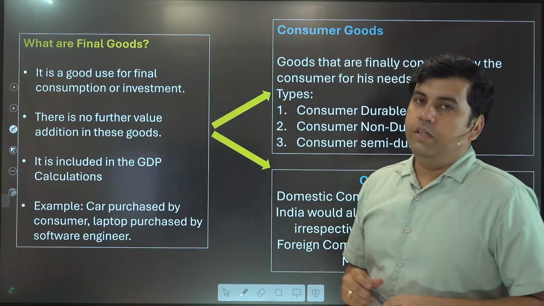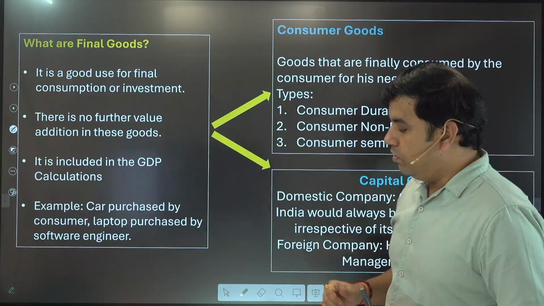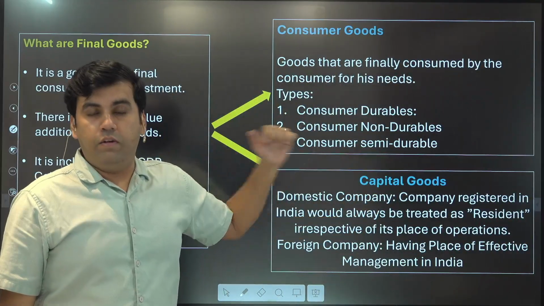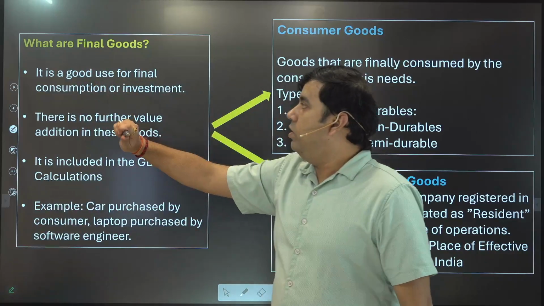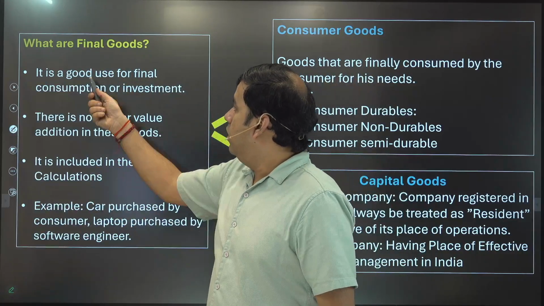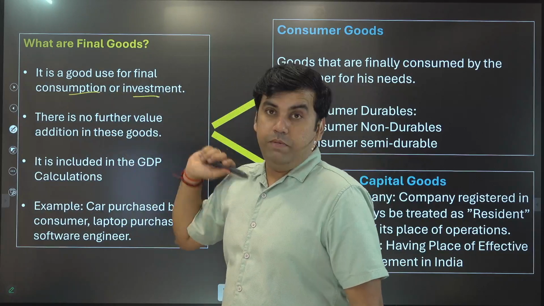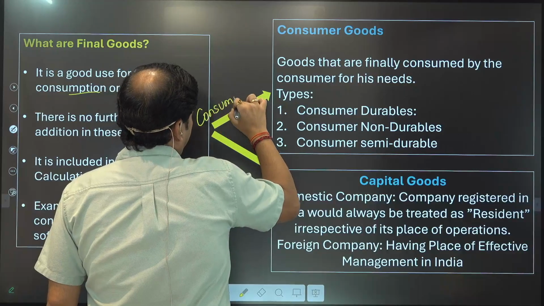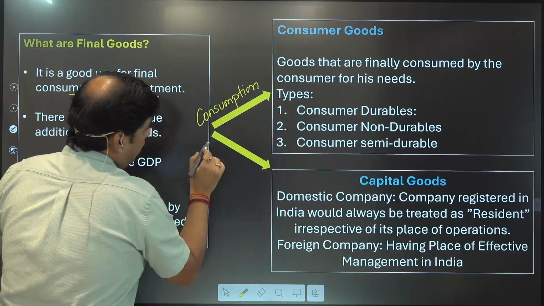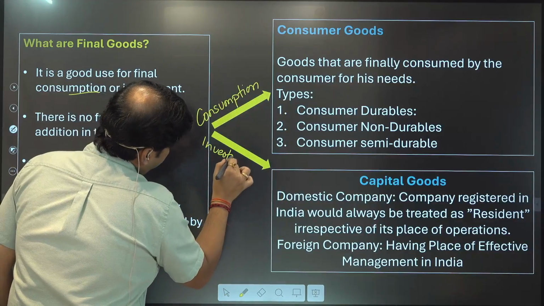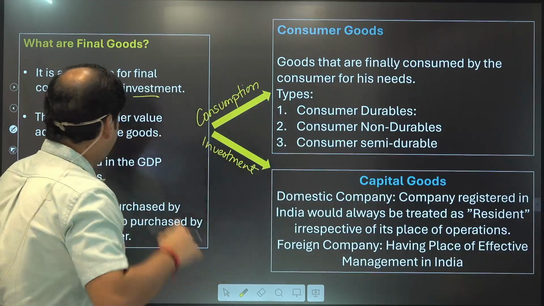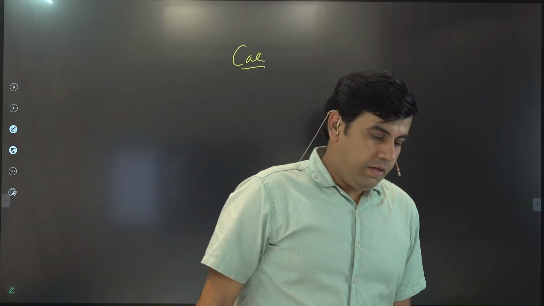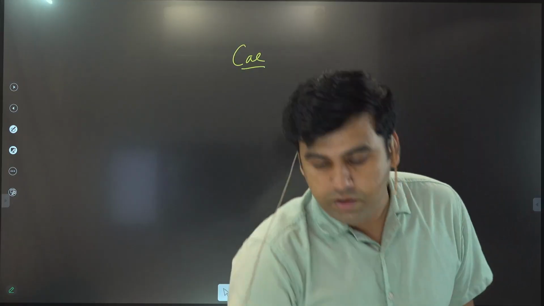What are final goods? Consumer goods, capital goods. These are the two types. Consumer goods, capital goods. These are final goods. Okay. What is a final good? A good which is used for final consumption or investment. Please understand this. This is for consumption. This is for investment. Okay. Car. Is it a final good? Anyone?